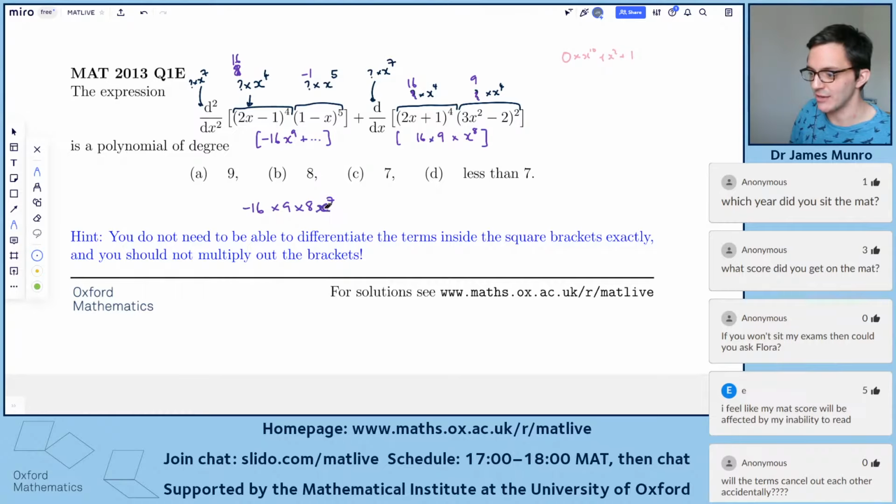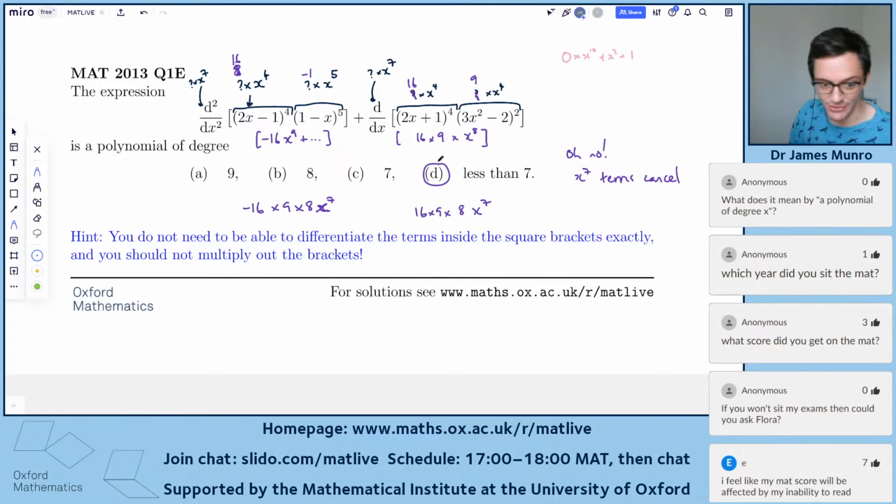Got to be careful with my x's here, haven't I? Over here, when I differentiate this one, I'll get 16 times 9 times 8 x to the 7. Oh no, these things cancel out. This one's got a minus sign on, and they're both 16 times 9 times 8. I don't need to work out what number that is, I can see that they're both going to cancel out. So actually, the x to the 7 terms cancel. So this is actually a polynomial of degree less than 7. Oh no. Okay. Right. There's a terrifying question, wasn't it?